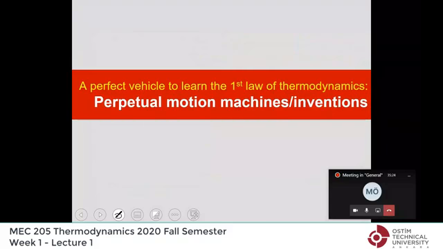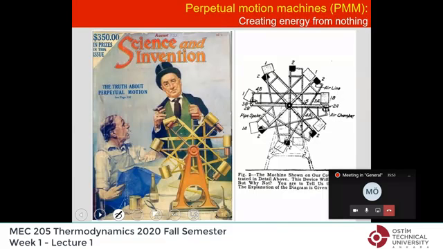And on perpetual motion machines that I mentioned, I think they are the most striking examples because they violate the conservation of energy or the first law of thermodynamics. And so to understand the first law, a few examples of perpetual motion machines will be very good. These are nothing new. For example, this magazine is almost 100 years old, and you can see they are talking about perpetual motion machines even at that time. That is creating energy without using any energy.